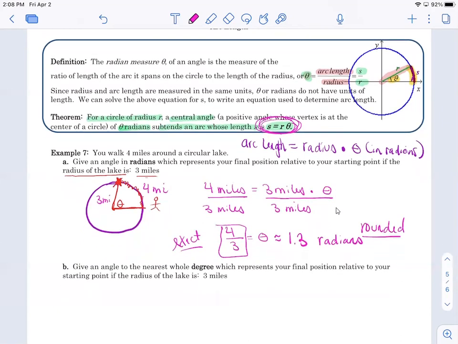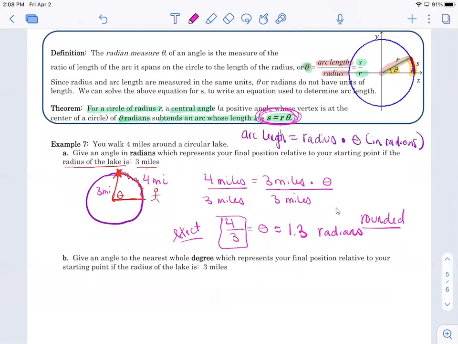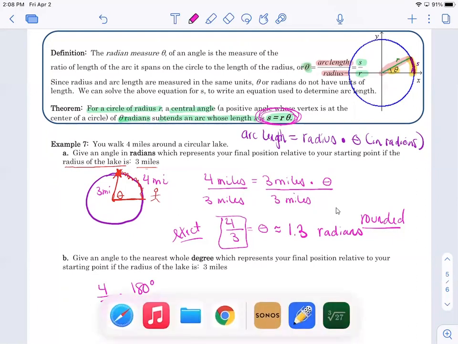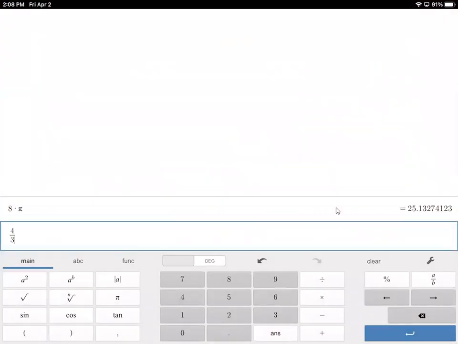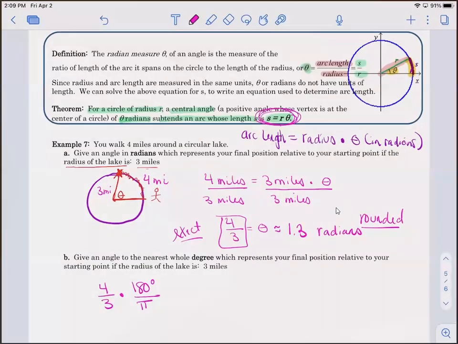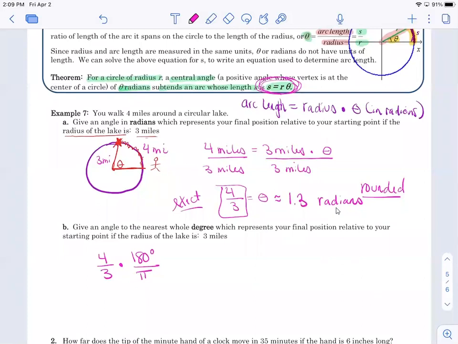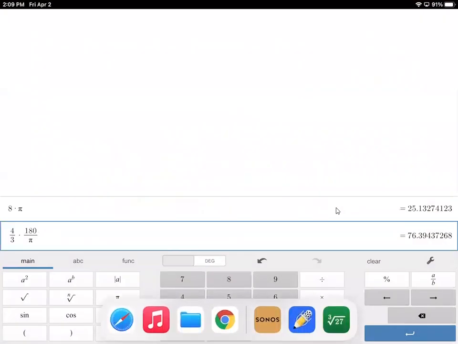Now we want to find the degree measure of this. Bringing it back to what we learned in this unit, we have 4/3 radians. If I want degrees, I want my degrees in the numerator, and I'm going to divide by pi. I'm going to go to my calculator. So 4/3 times 180 divided by pi is 76.39. Does it say where to round to? It says nearest whole degree. So I'm going to say 76 degrees.